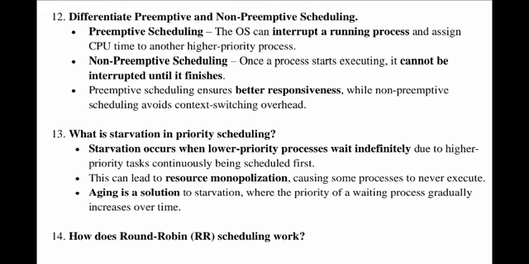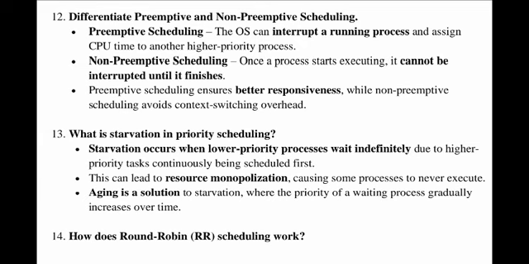And then coming to the 13th question, what is starvation in priority scheduling? Starvation occurs when lower priority processes wait indefinitely due to higher priority tasks continuously being scheduled first. Aging is a solution to starvation, where the priority of a waiting process gradually increases over time.